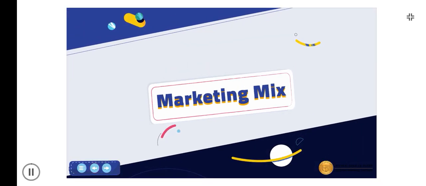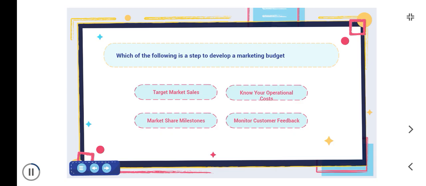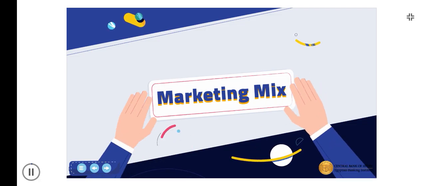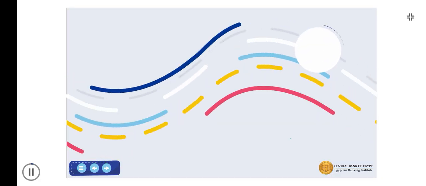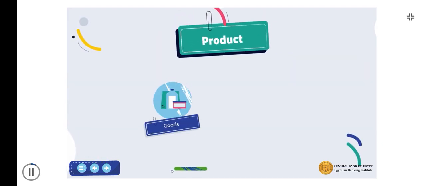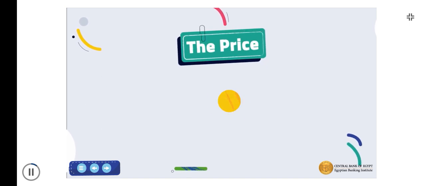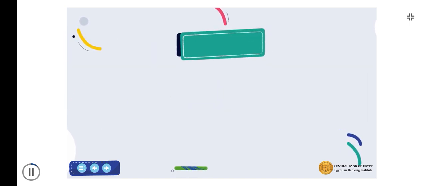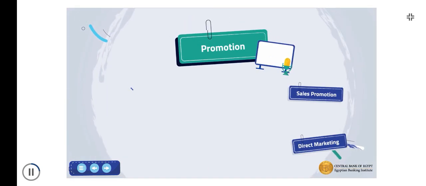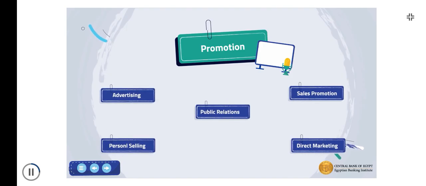For a product or a service to be marketed, we have to set 7 items. All of them start with the letter P: product, price, place, and promotion. Product, either tangible to be goods or intangible to be services. The price is the cost that the customer is going to pay. The place, we have here 2 types of places. We have up market, which is a prestigious area, and we have down market, which is a poor and oriental area. Regarding the promotion, we have 5 main promotional tools: advertising, personal selling, sales promotion, direct marketing, and PR.